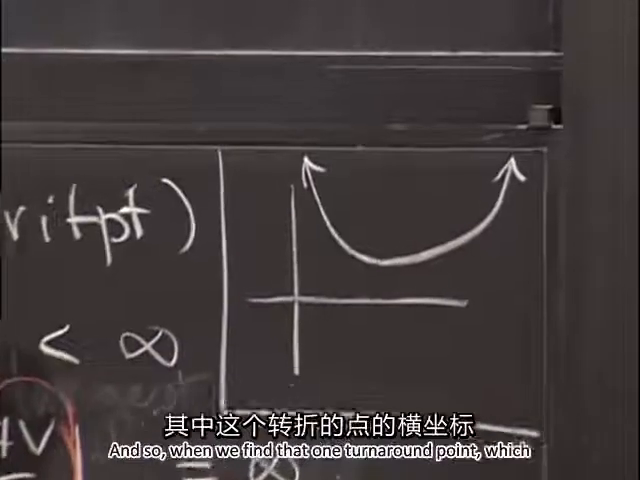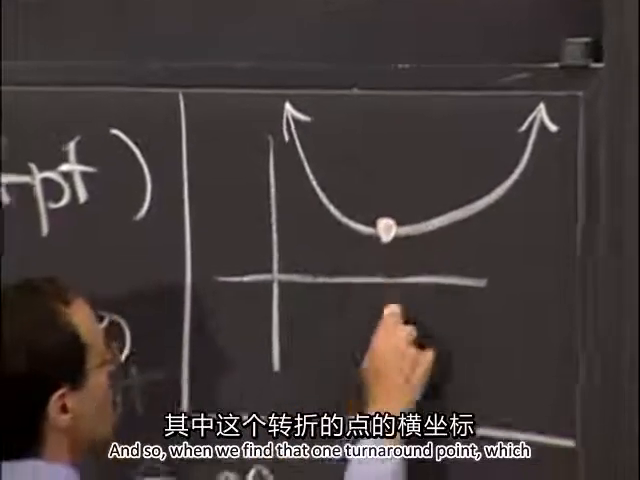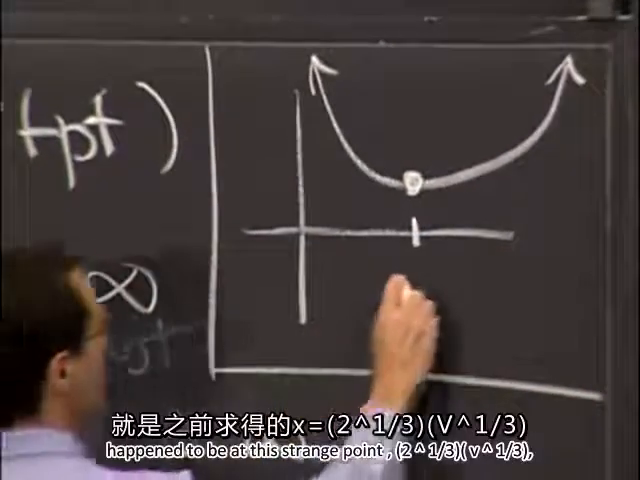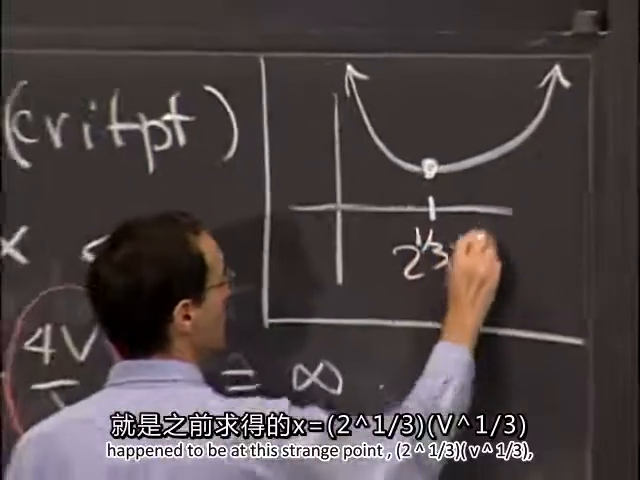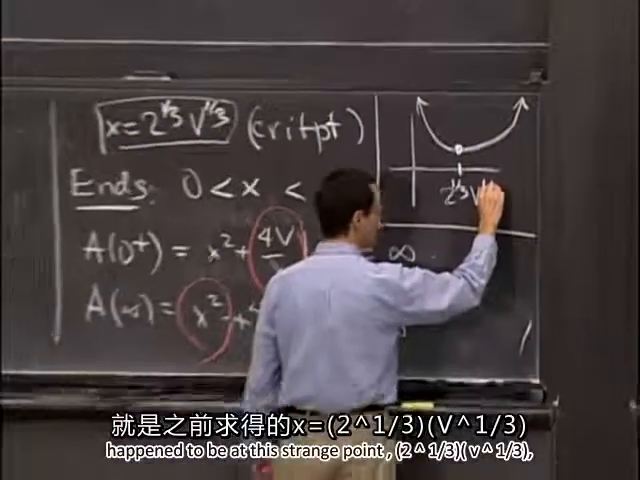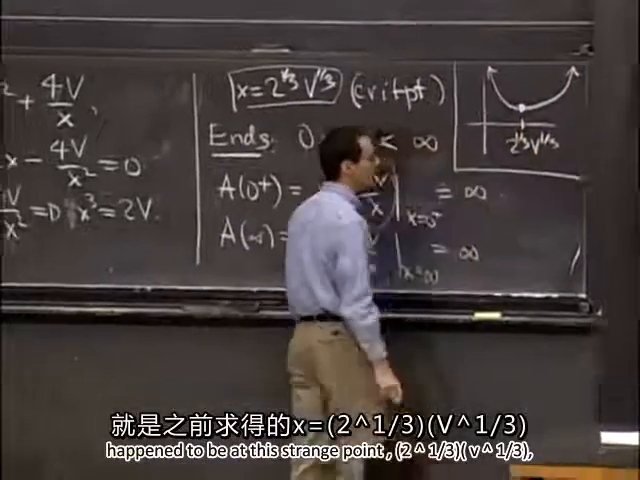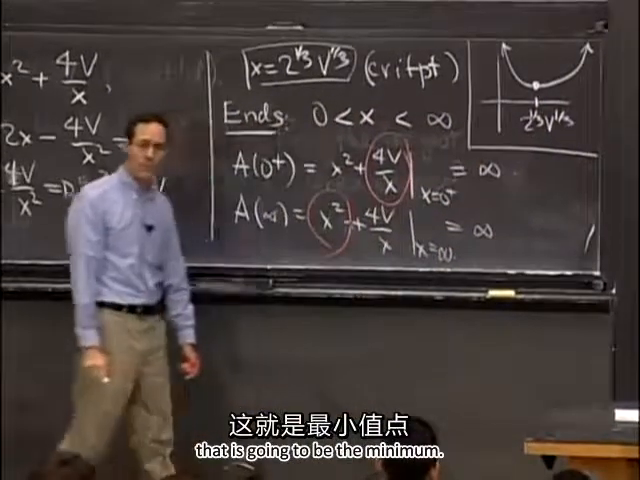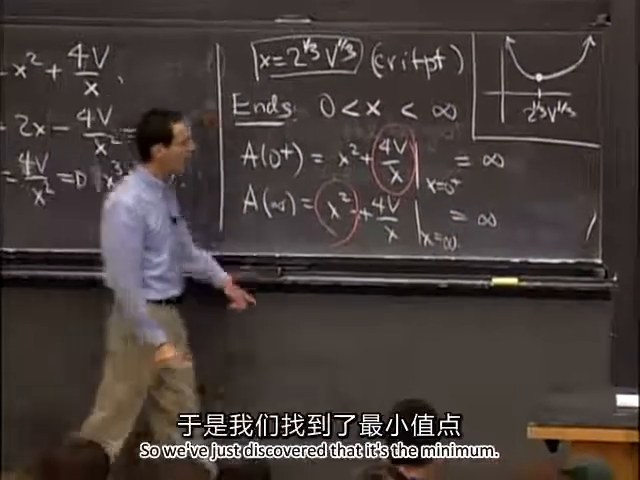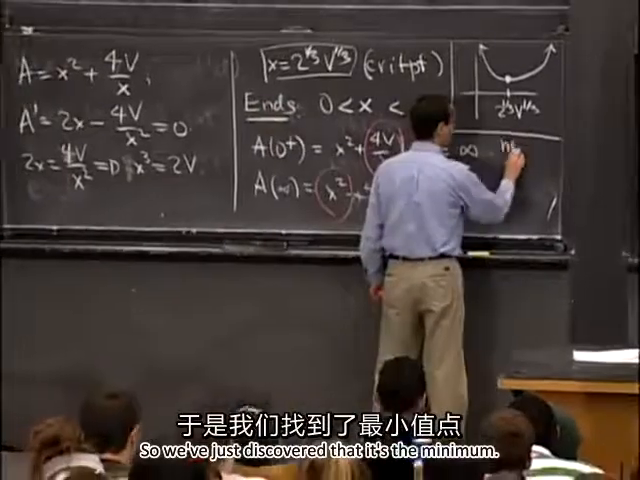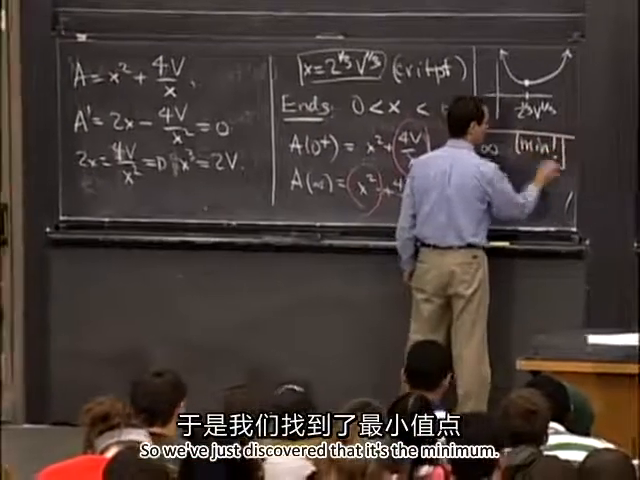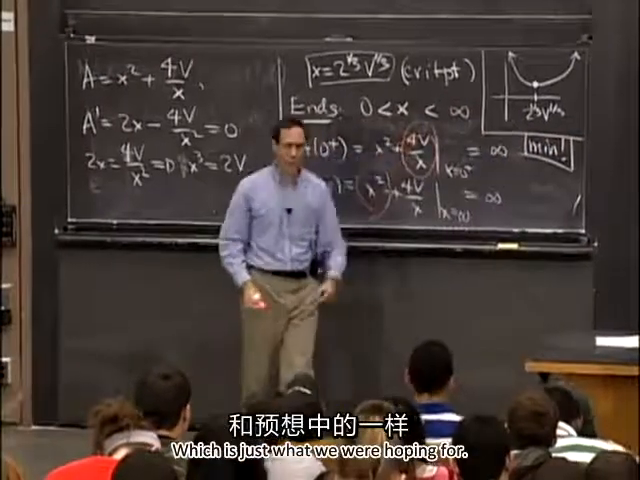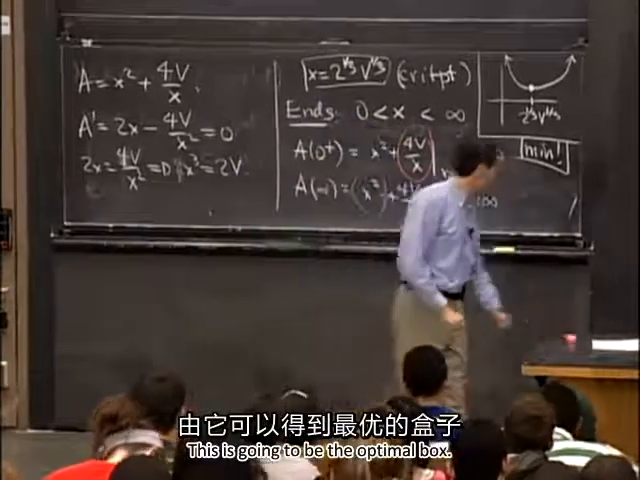All right? And so when we find that one turnaround point, which happened to be at this strange point 2 to the 1/3, sorry, v to the 1/3, that is going to be the minimum. So we've just discovered that it's the minimum, which is just what we were hoping for. This is going to be the optimal box.